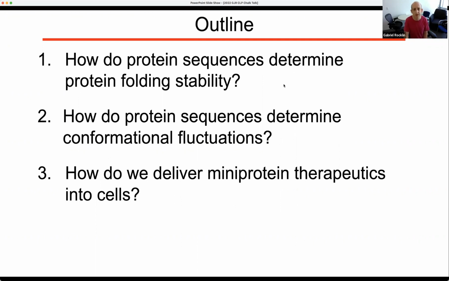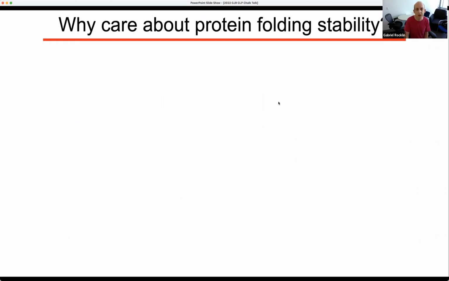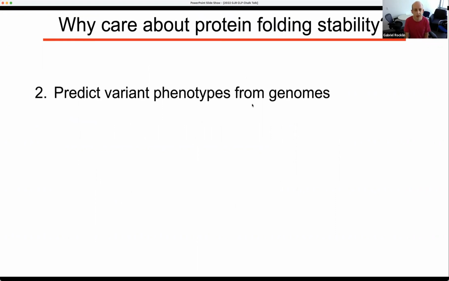So first, on the topic of folding stability, we're interested in protein folding stability for two main reasons. Oh, and they're going to appear out of order. The first reason is to understand how, so the second reason is to understand how to take a protein sequence in a genome or a variant, like you sequence someone's genome and you see all these variant proteins, and to predict what the phenotypes of those proteins are going to be.